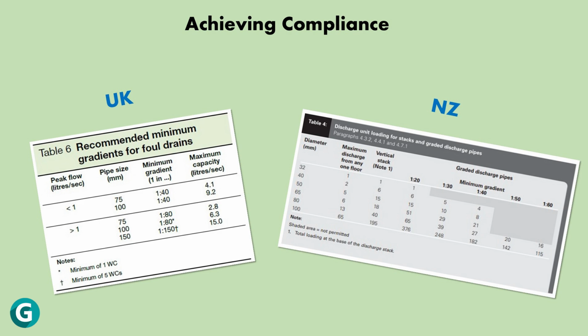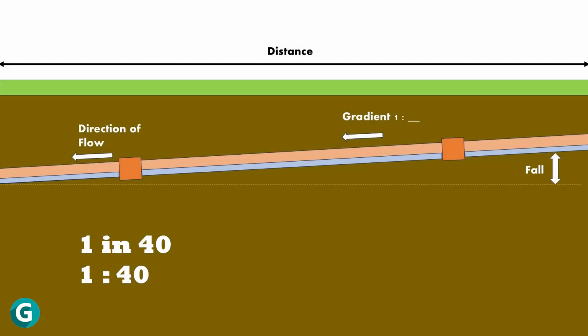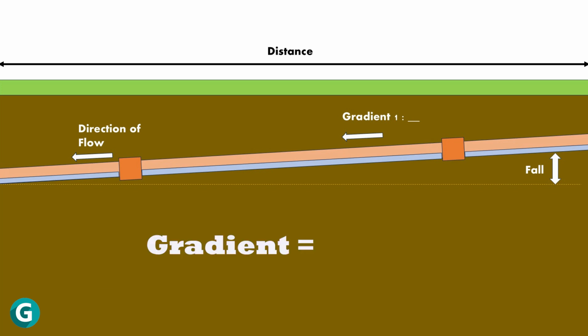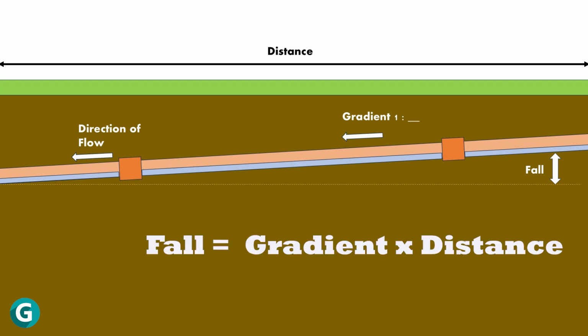Now, let's decipher what the gradients mean. Let's take 1 in 40. This simply means over 40 metres, the fall will be 1 metre. What is the change per metre then, you ask? Well, take 1 metre and divide by 40, which will give you 25 mil per metre fall. A gradient may be defined as the fall divided by the distance. And if we want to calculate the fall, we times the gradient by the distance.